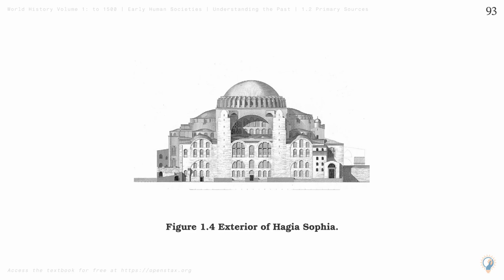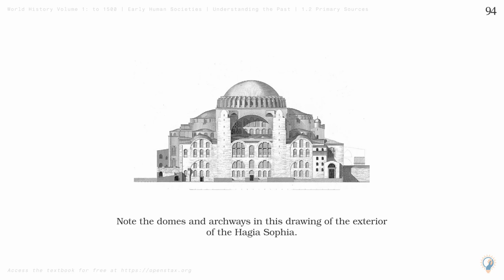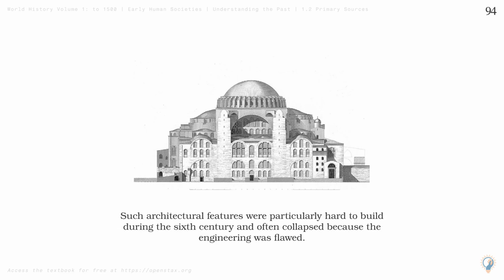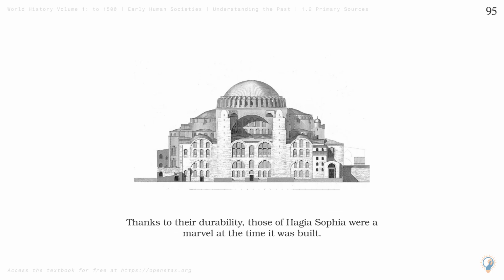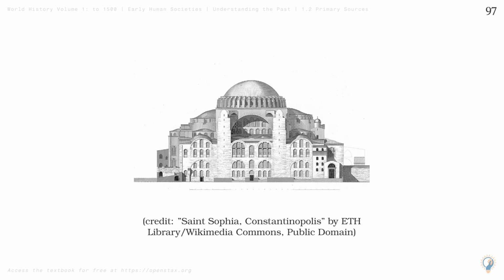Figure 1.4 Exterior of Hagia Sophia. Note the domes and archways in this drawing of the exterior of the Hagia Sophia. Such architectural features were particularly hard to build during the 6th century and often collapsed because the engineering was flawed. Thanks to their durability, those of Hagia Sophia were a marvel at the time it was built. Credit: Saint Sophia, Constantinopolis by ETH Library/Wikimedia Commons, Public Domain.